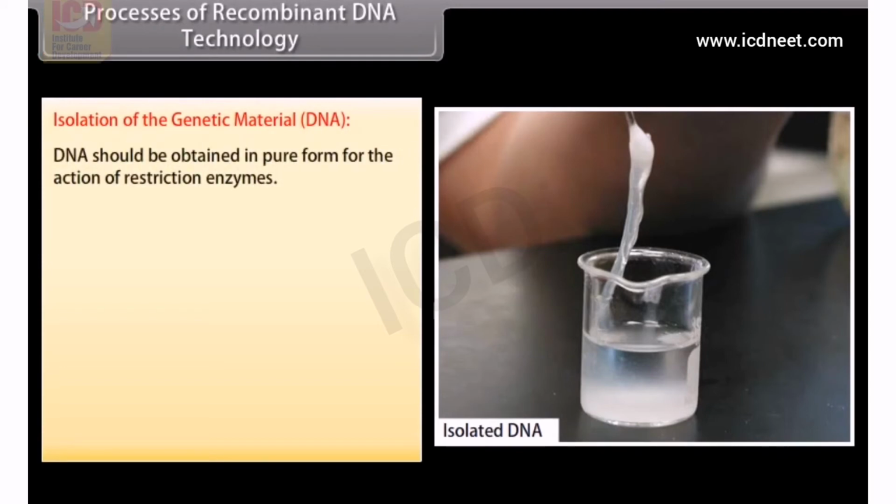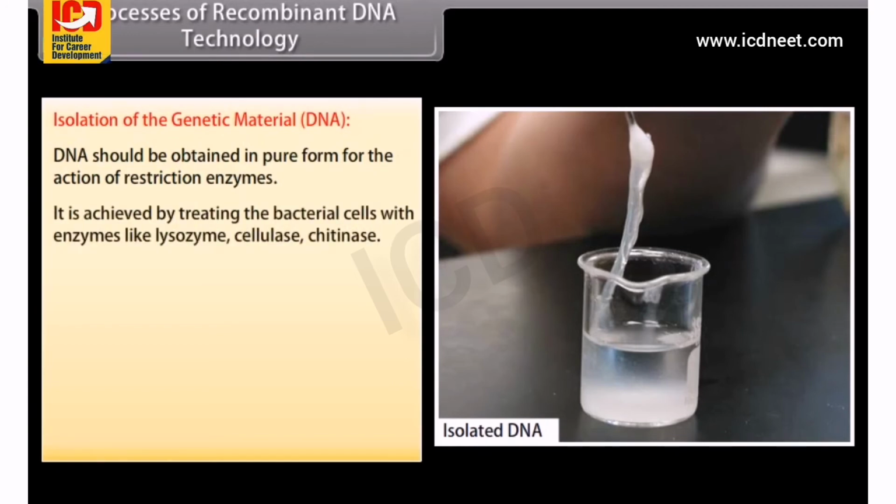Isolation of the genetic material, DNA. DNA should be obtained in pure form, free of the action of restriction enzymes. It is achieved by treating the bacterial cells with enzymes like lysozyme, cellulase, chitinase.